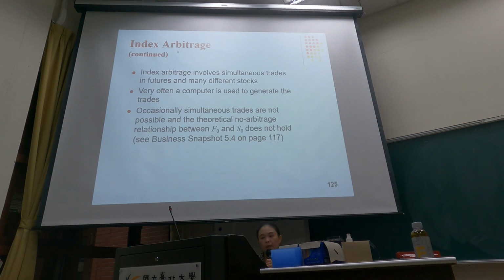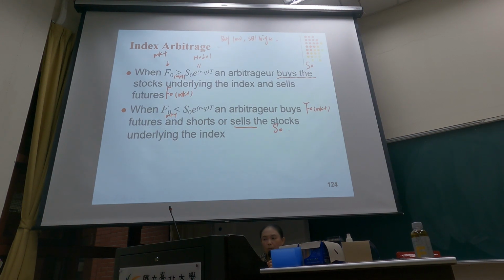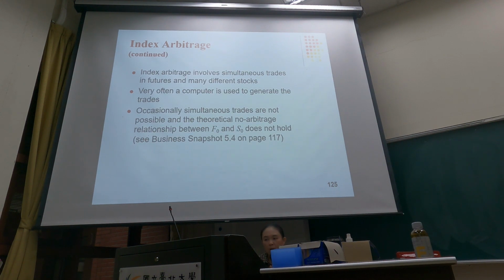So, index arbitrage. When we talked about arbitrage, remember, the principle was buy low, sell high, but when you execute this strategy, you do it at the same time. Simultaneous means the same time. Otherwise, it's not arbitrage, because prices at different times can be different, right?